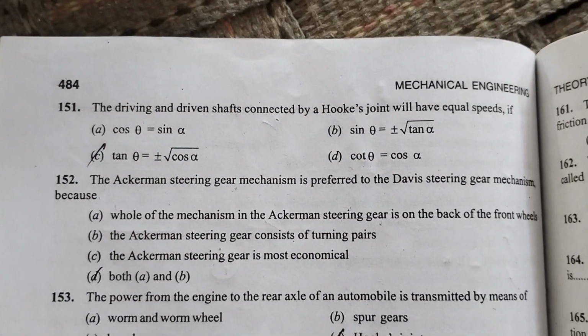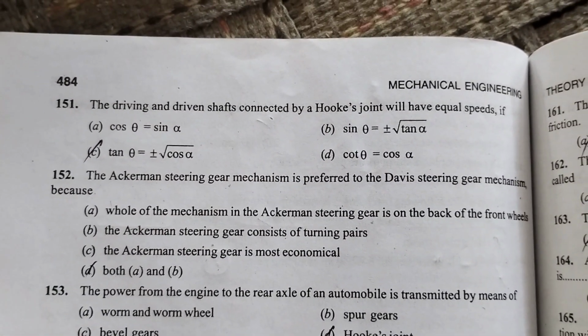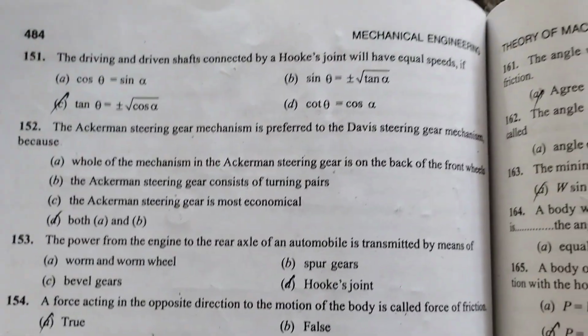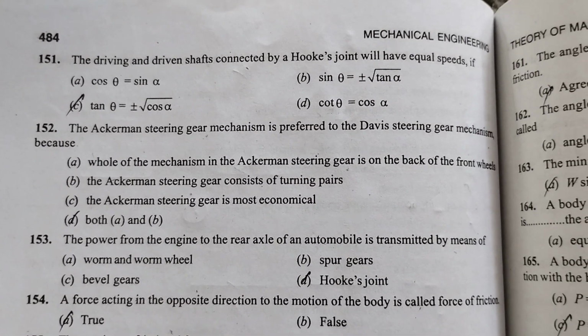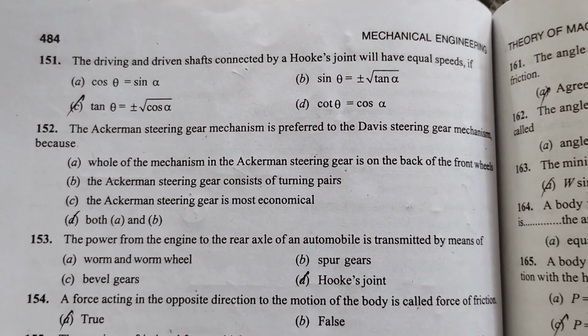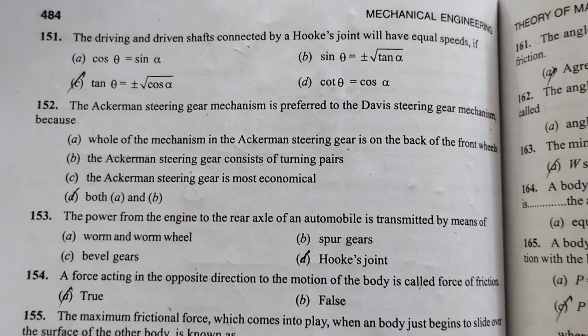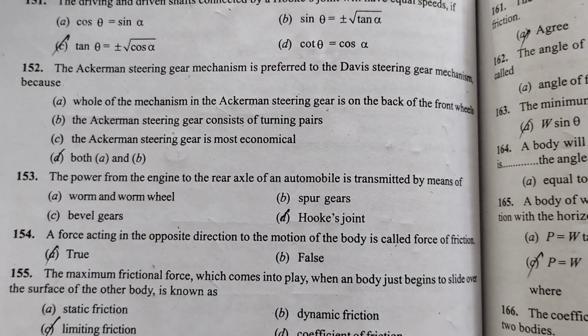The driving and driven shafts connected by a Hooke's joint will have equal speed when tan theta equals plus or minus root of cos alpha. The Ackermann steering gear mechanism is preferred to the Davis steering gear mechanism because of both A and B. The power is transmitted from the engine to the rear axle.